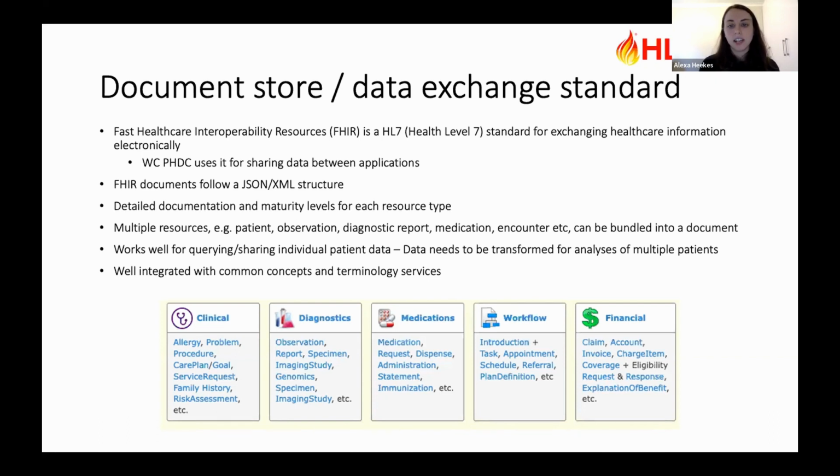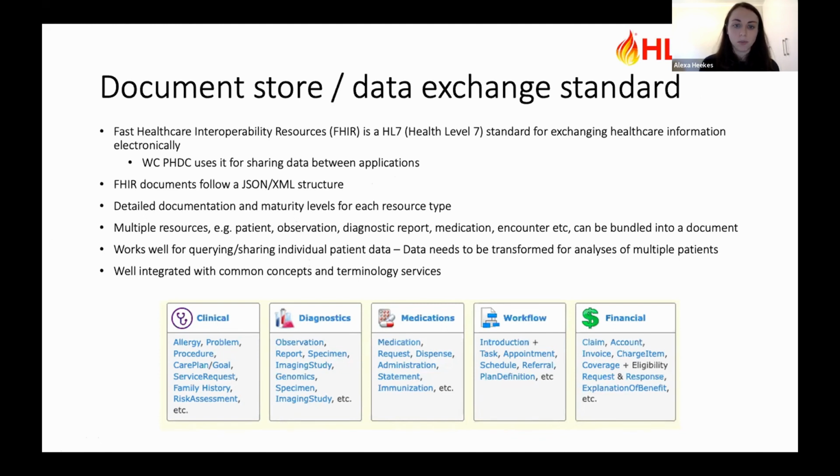And it's an HL7 standard, which means it's a standard really for exchanging data between applications. And we use it quite extensively for sharing data between our applications. FHIR documents follow what's known as a JSON or XML type structure, and I'll show an example of that in a minute. But what's really great about FHIR is it's a really well documented standard.